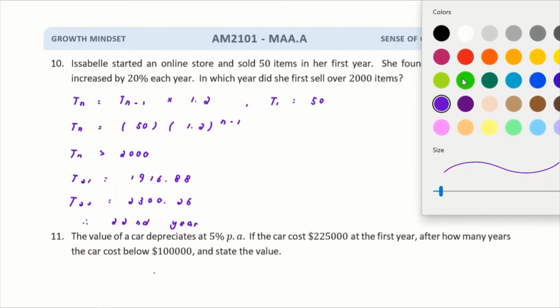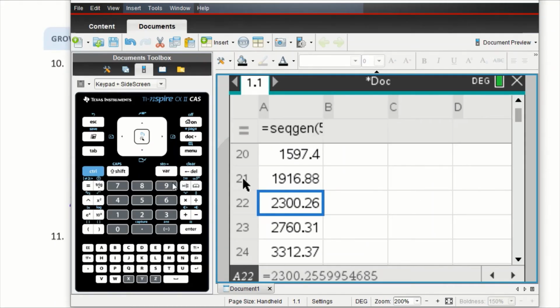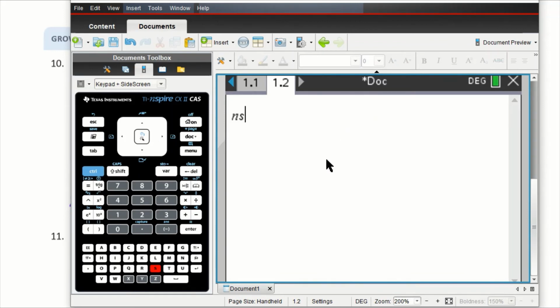Okay, so the other alternative that you can try is solving the equation. This is what we did previously, right? So 50, and then 1.2 to the power of n minus 1 greater than 2000. In this case, you can use the calculator to help you as well. Just open a new page. Okay, calculator. Same thing, we can use solve. Then you just put in 50 times 1.2 to the power of n minus 1, equal to 2000, and after that we are finding for n.